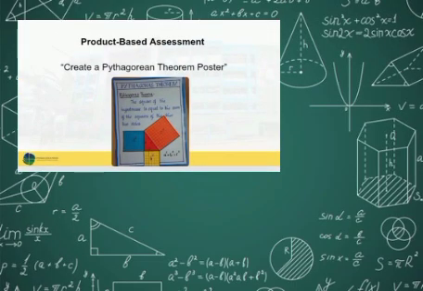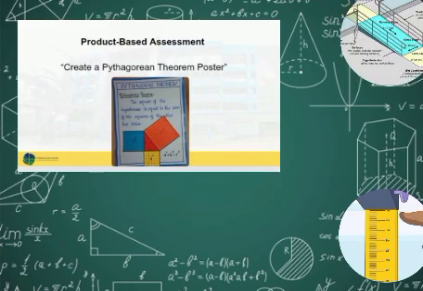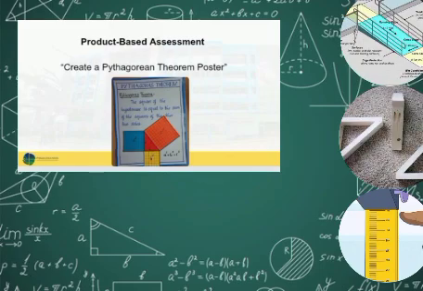For our second type, we chose a product-based assessment called Create a Pythagorean Theorem Poster. In this task, students work individually or in pairs to design a creative poster explaining the Pythagorean theorem. The poster should include the formula, labeled diagrams of right triangles, solved examples, and at least one real-life application such as measuring heights, building ramps, or creating triangular supports. The final poster becomes the product that demonstrates their understanding and creativity.